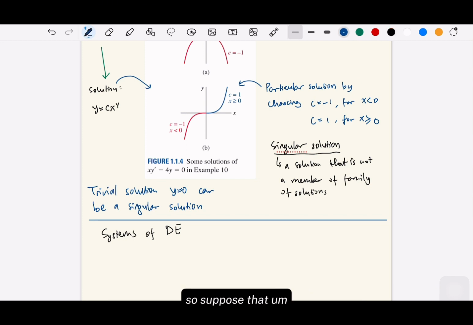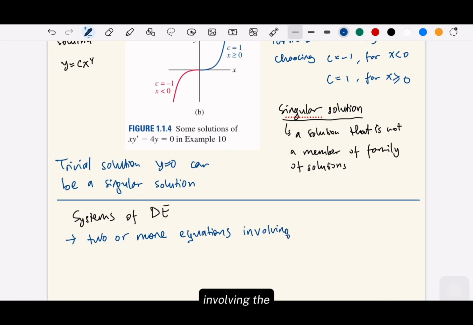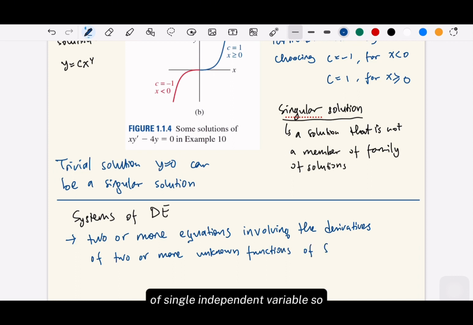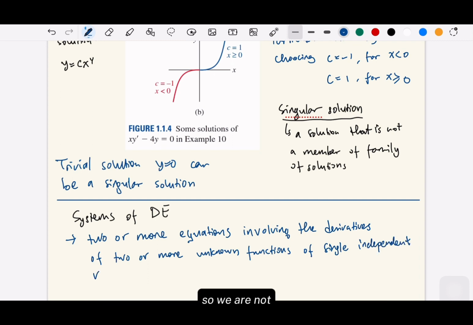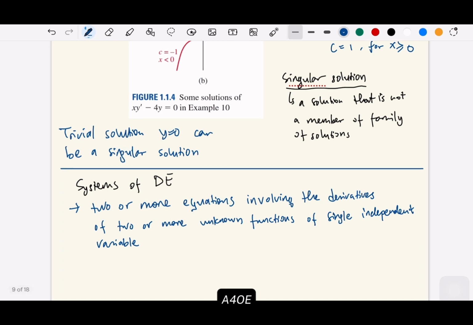Suppose, let me write, two or more equations involving the derivatives of two or more unknown functions of a single independent variable. So we are mainly focused on a single independent variable. We are not yet going to talk about partial derivatives, if we have two independent variables, for ODE.